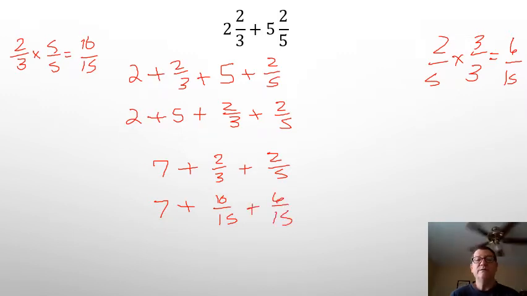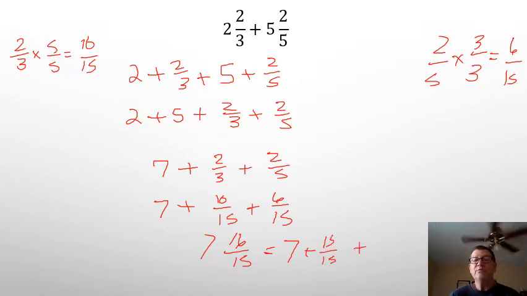So now I have 7 and 16 fifteenths, which we know is equal to 7 plus 15 fifteenths plus 1 fifteenth, which equals 8 and 1 fifteenth.